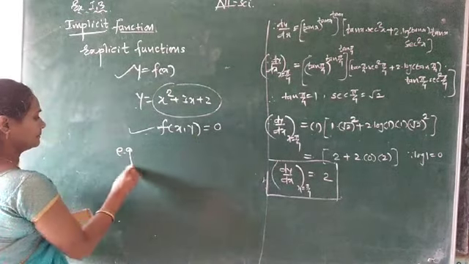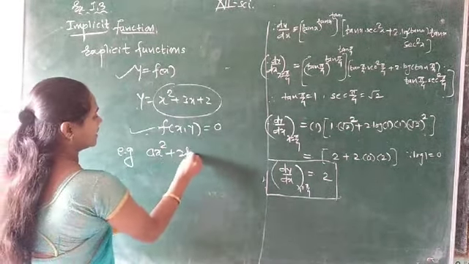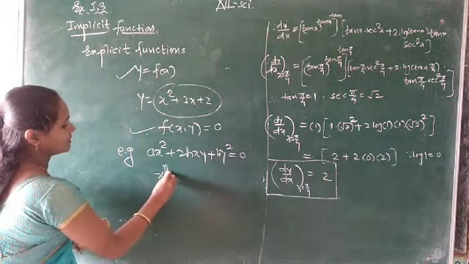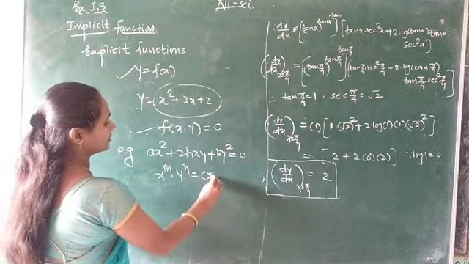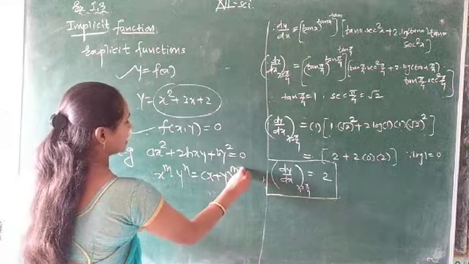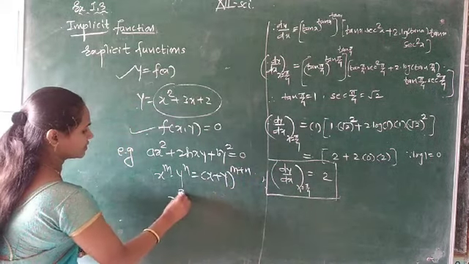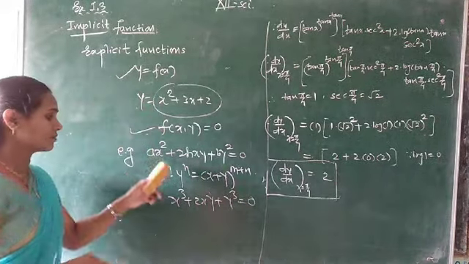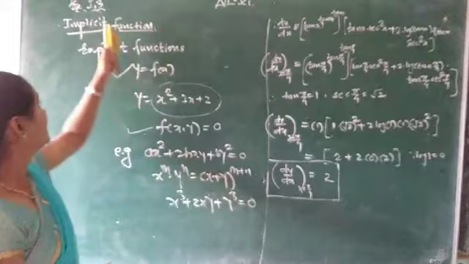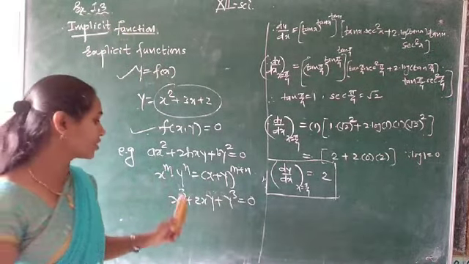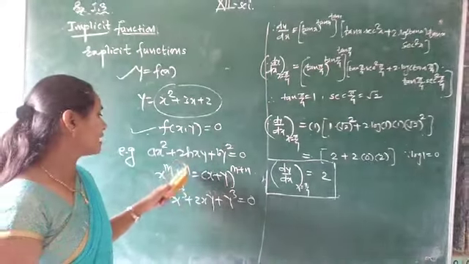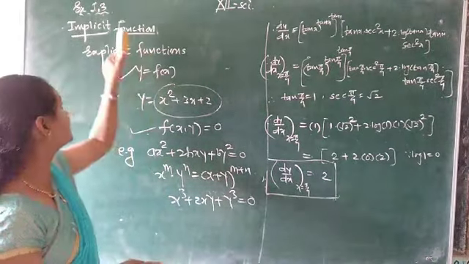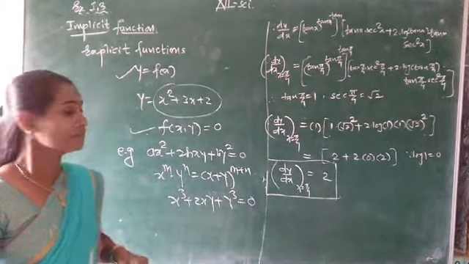Suppose for example, ax square plus 2hxy plus by square is equal to 0. x raised to m into y raised to n is equal to x plus y raised to m plus n. Next, x cube plus 2xy plus y cube is equal to 0. These all functions are called implicit functions, which are neither a function of x nor a function of y. There is a difference between explicit functions and implicit functions.